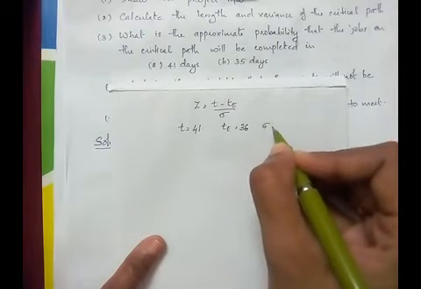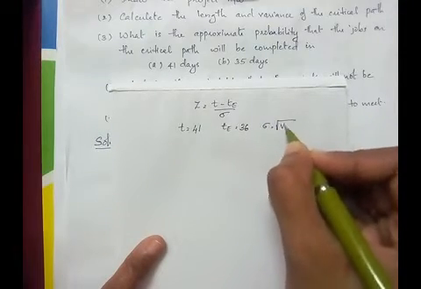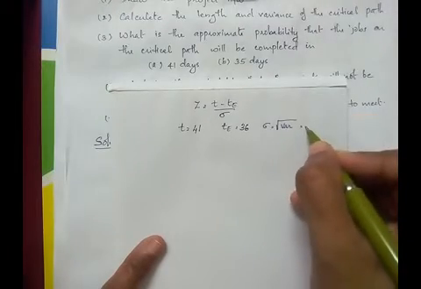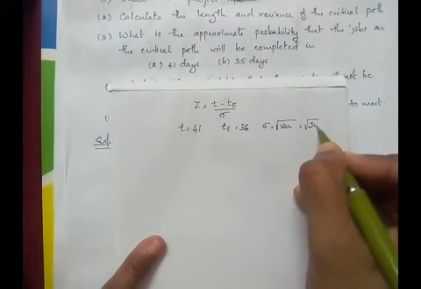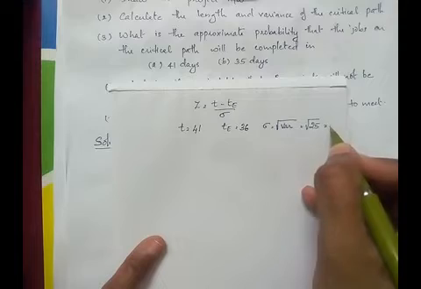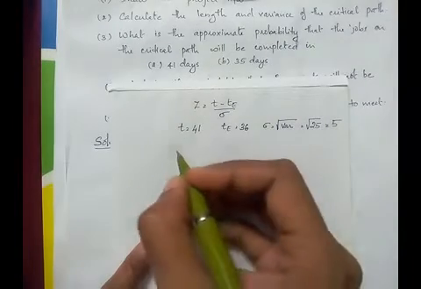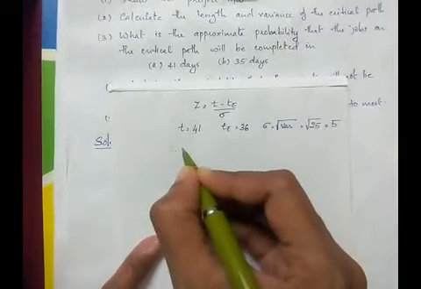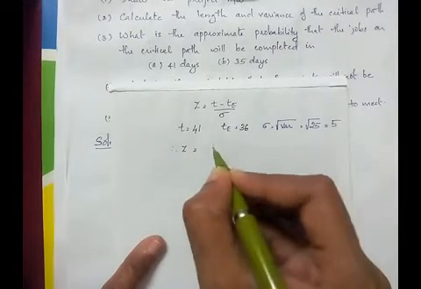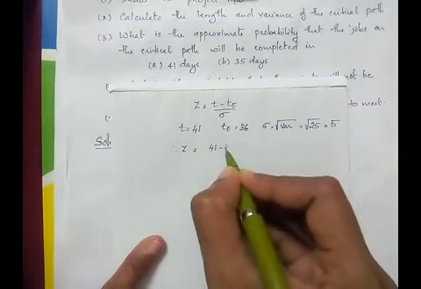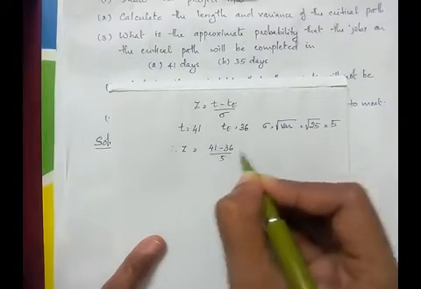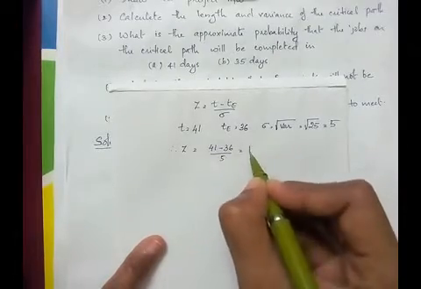And sigma is the root of variance, where variance we have already found, it is 25. So root of 25 is 5. So sigma is 5. Now we can find the value of Z. Therefore Z is equal to (41 minus 36) by 5, which we get as 1.